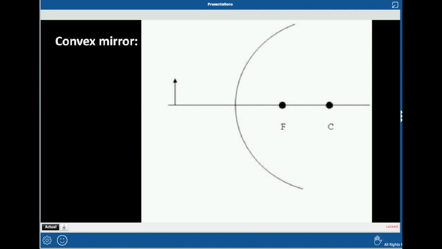Okay. So now let's try and draw a convex mirror diagram. Okay. So last time, our first one was pink, so I'll keep doing pink. Okay, so we're going to go parallel again.